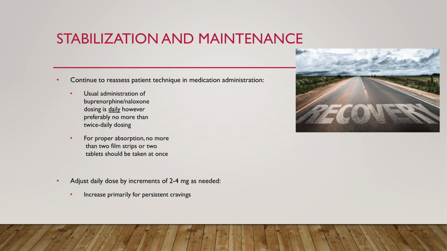Stabilization and maintenance again. So now we're kind of past the induction, working on stabilizing, and then eventually you'll be at the maintenance phase. Most patients, after they've found their dose, usually somewhere between 8 and 16 milligrams per day, and they're not having cravings for opiates, are really in this maintenance phase. Usually patients will only need once daily dosing of buprenorphine, so they can take their entire day dose once a day, usually in the morning or at night.